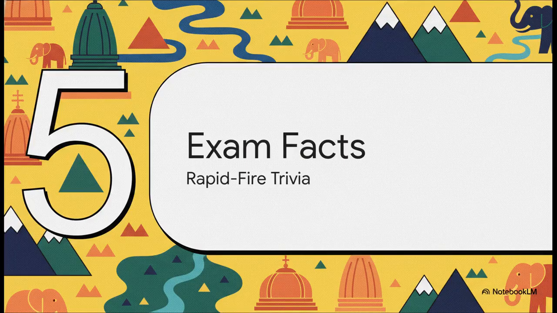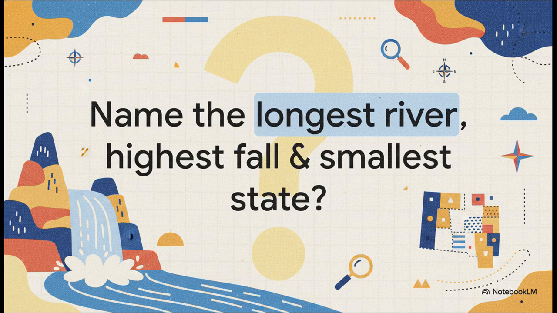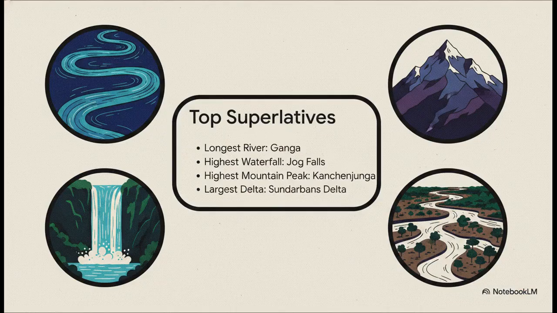Moving into the home stretch with Section 5, Rapid Fire Exam Facts. All right, let's do a quick pop quiz to see where you're at. Think fast. Can you answer these 3 superlatives before I give it away? What's the longest river? What's the highest waterfall? And what's the smallest state in India? Let's see how you did.